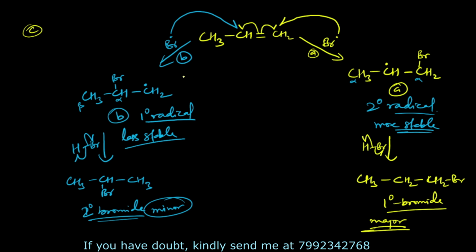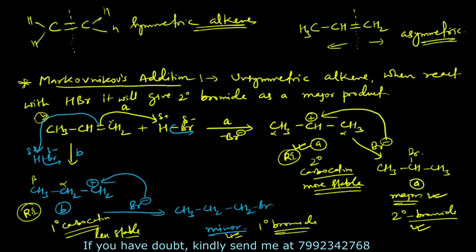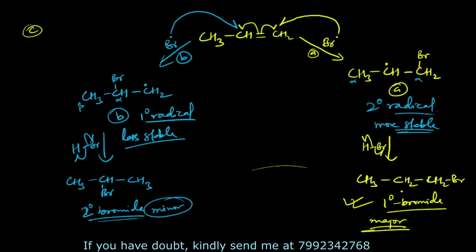That if peroxide is there, then your primary will be the major product. If peroxide is not there, then your secondary will be the major product. Why to mug up? We already have the reason behind this: why 1 degree is the major product in anti-Markovnikov, and why this 2 degree bromide is the major product in Markovnikov addition. We know that this reactive intermediate is stable, so we are getting this product. Here, this reactive intermediate is more stable, so we are getting this product.